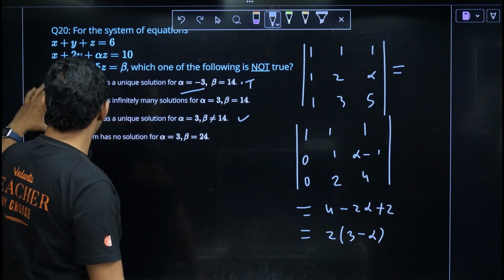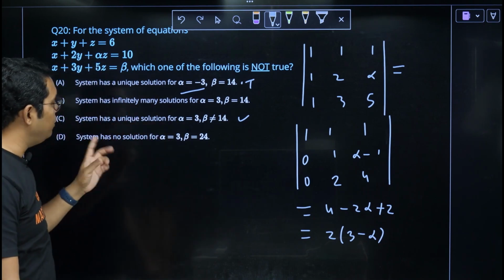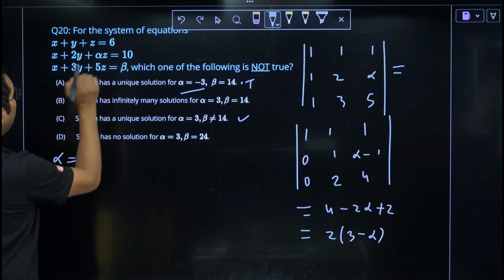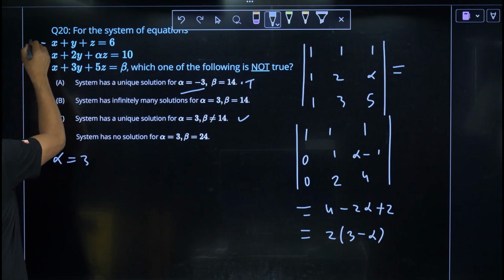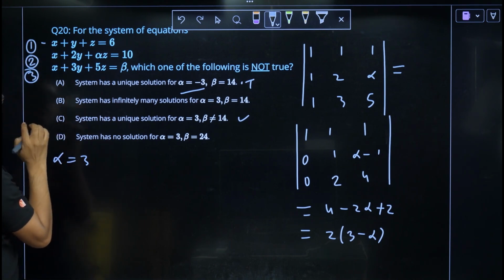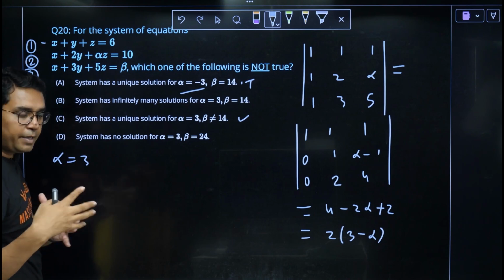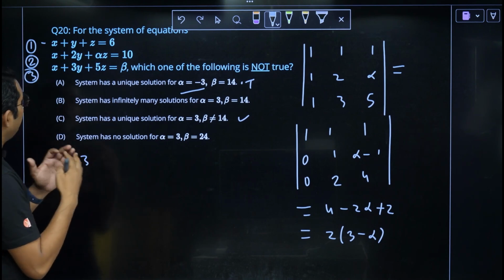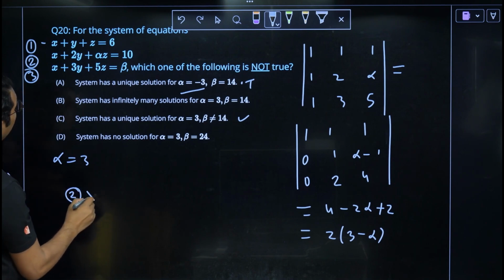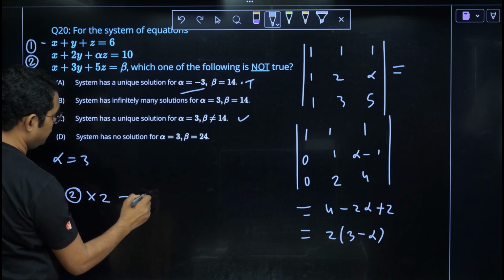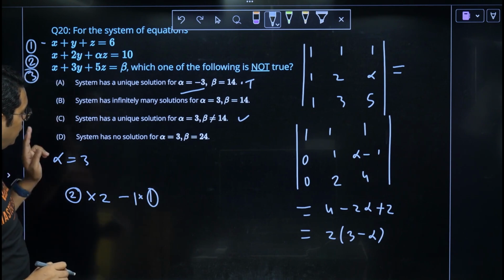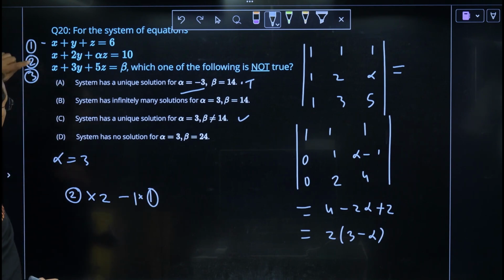Now I'll tell you for the B and C parts, you may use Cramer's rule, but I'll tell you one more way. Suppose alpha is equal to 3. If this is my equation number 1, this is equation number 2, and this is equation number 3, you can check, and this can be done by some calculation also, but I have that calculation in my mind. If you multiply the second equation by 2, multiply the first equation by 1 and then subtract, please see what you get.